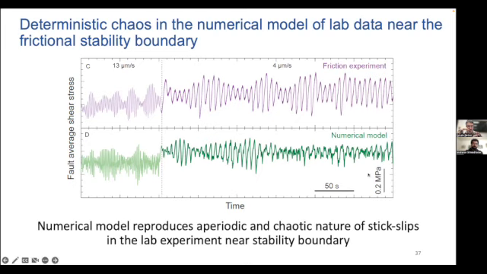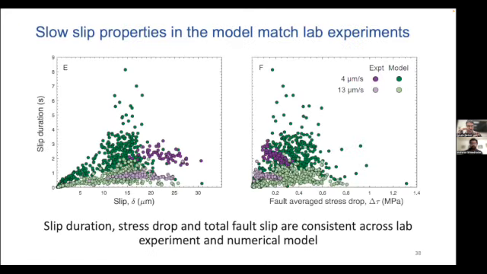And yeah, so the numerical model is in green. On the left here is a plot of slip duration and total coseismic slip. And on the right is a plot of the slip duration versus the average stress drop on the fault for these events from the lab as well as from the model. The green data are from the numerical model, and the purple data come from the lab experiments. And we have fewer purple dots than green dots because the lab experiments were run for a shorter amount of time than the model. So there's more data in the model, more stick slip events in the model. But overall, what you can see is that the numbers are quite consistent across the lab data and the numerical model.